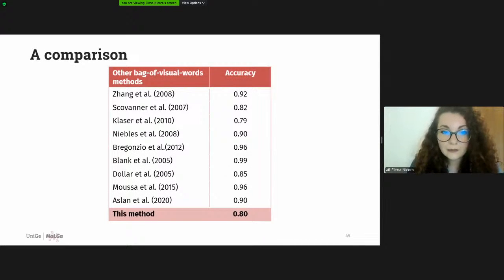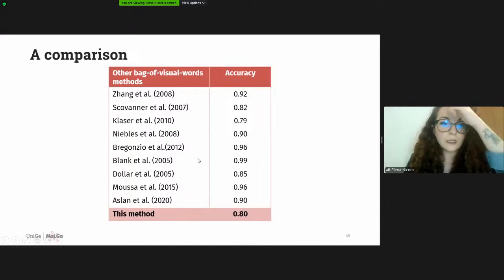This is, of course, a baseline, and this is how it is compared to the literature.